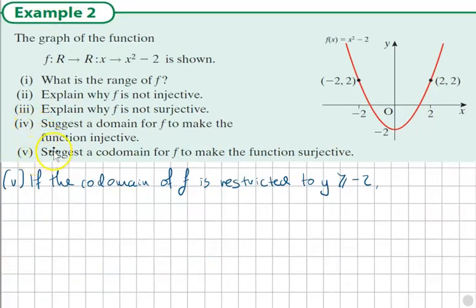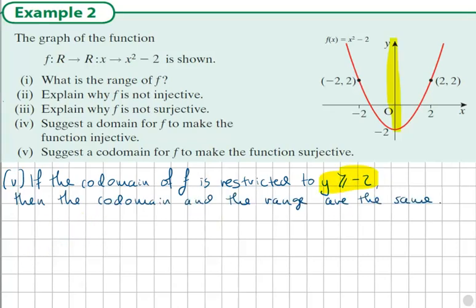Part 5, suggest a codomain for f, the function, to make the function surjective. So if the codomain of f is restricted to y values greater or equal to -2, then the codomain and the range are the same. So I've highlighted there in yellow the y values greater or equal to -2 and assume that it just keeps going upwards to infinity. So now the codomain and the range are the same if we restrict the codomain.